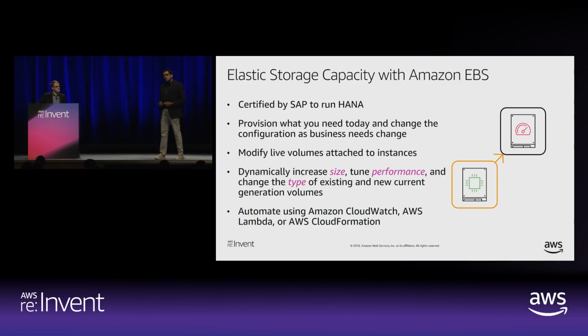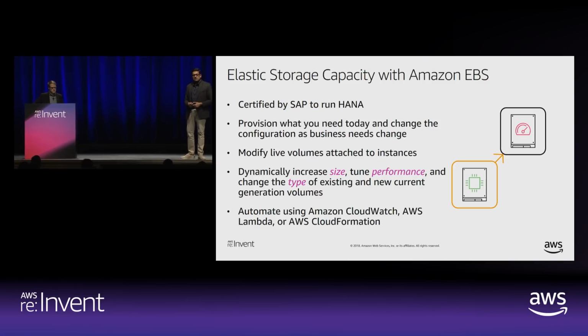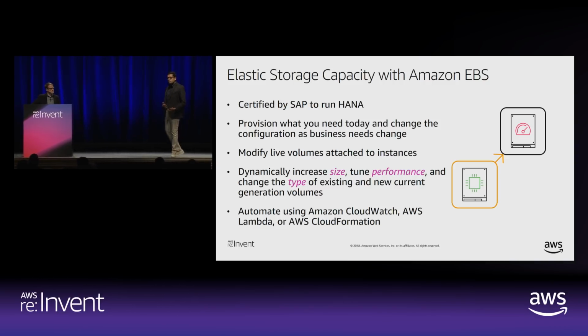And what it allows you to do is you can provision the capacity that you need today, and then as your business needs grow, without any downtime, you can continue to scale up your storage capacity. You can modify live volumes attached to an instance. You can dynamically increase size. You can tune performance, and you can change volume types. So we offer different volume types: io1, which is suitable for very high IOPS workloads. Then we have gp2 and other EBS volume types that you can take advantage of.